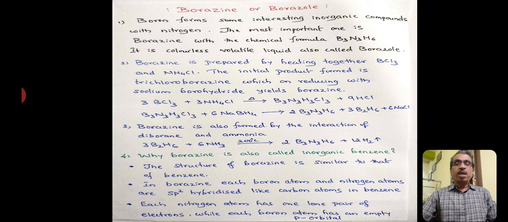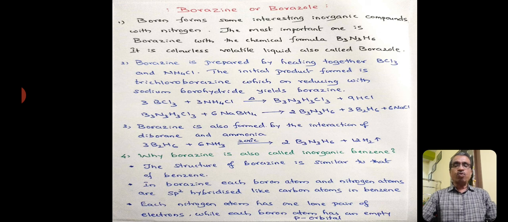B3N3H6. It is a colorless volatile liquid. It is also called borazole. Borazine is prepared by heating together boron trichloride and ammonium chloride. The initial product formed is trichloroborazine, which on reducing with sodium borohydride yields borazine.